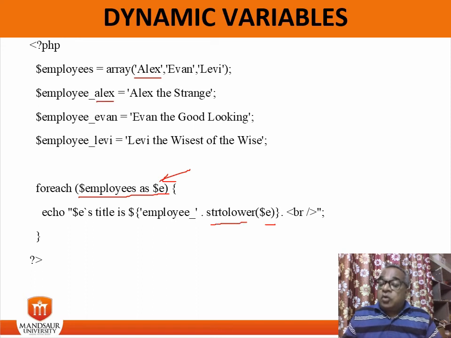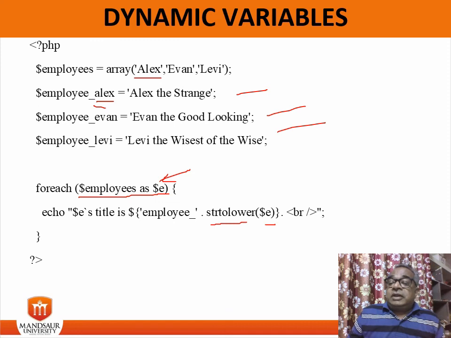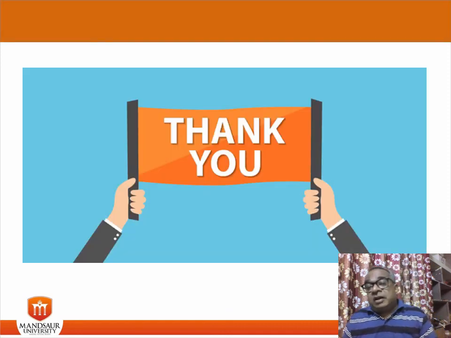Here the variable names are in small letters, so we use strtolower. This is an inbuilt function of PHP that lowers all the characters of the value of dollar e. The first is Alex, with capital A and lex. Due to this function, it returns all small letters, so it equals alex, and similarly it gives the output of these values. Okay, thank you to all of you. Thank you.